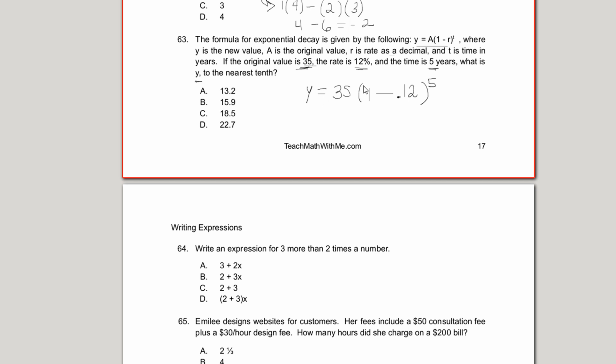We can put this into our calculator, and I like to go ahead and just punch all that in at one time. I'm going to first say 1 minus 0.12, which is 0.88. Let's raise that to the 5th power. We're going to get a decimal that I don't want to write down. I want to keep that in my calculator. Multiply that by 35, and it says round it to the nearest tenth. I get 18.4706, and to the nearest tenth is going to make that 18.5. And that's answer choice C.